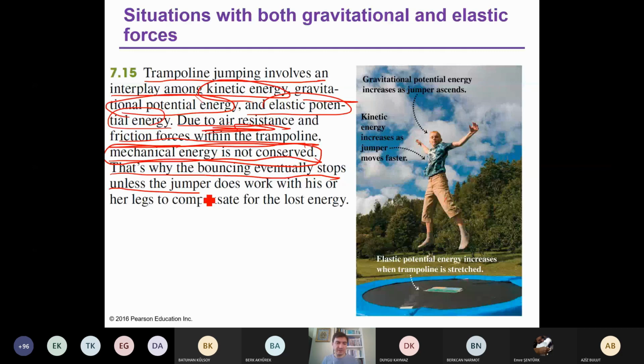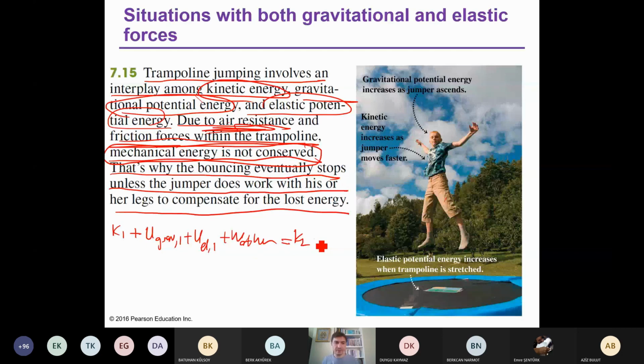So let me write the energies. Initial kinetic energy plus initial gravitational potential energy, initial elastic potential energy plus the other, okay, final kinetic energy, final gravitational potential energy plus final elastic potential energy. Okay, this is the equation. So what is the V other here? The other, you can consider friction forces here within the trampoline and also friction forces in the air, okay? The other is this one. So this is the initial mechanical energy, and here we have the other, and here we have final mechanical energy.